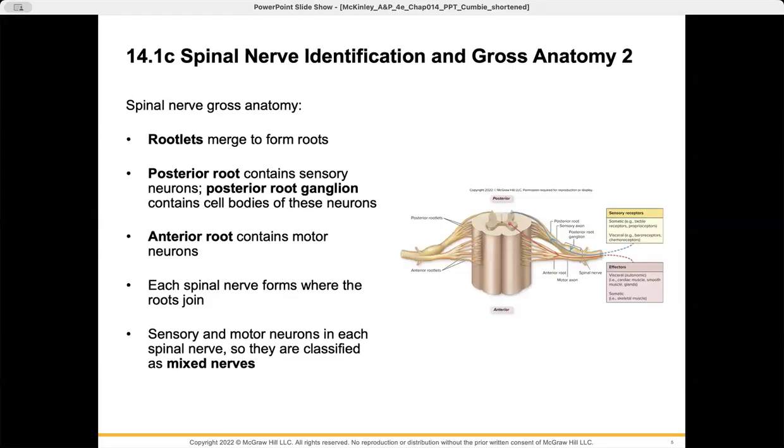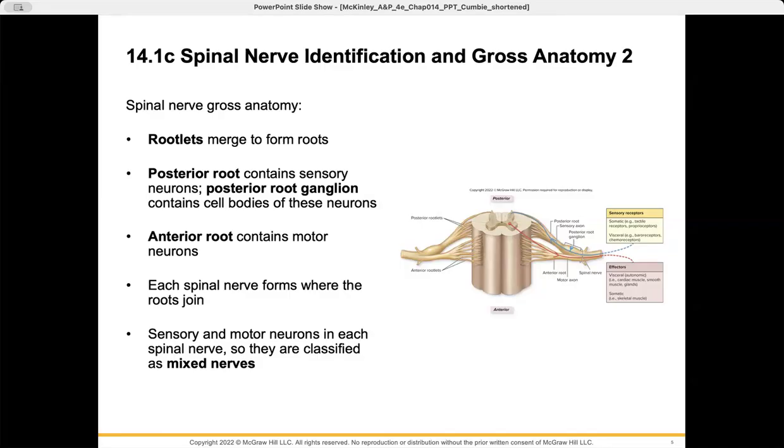So let's look at some of the terminology relating to these nerves. We have these small structures coming off the spinal cord forming the first part of the nerve called rootlets. Rootlets just means a smaller portion, and you can see they all culminate together to form the first root. We have a posterior root and an anterior root. You may also call them dorsal root and ventral root.